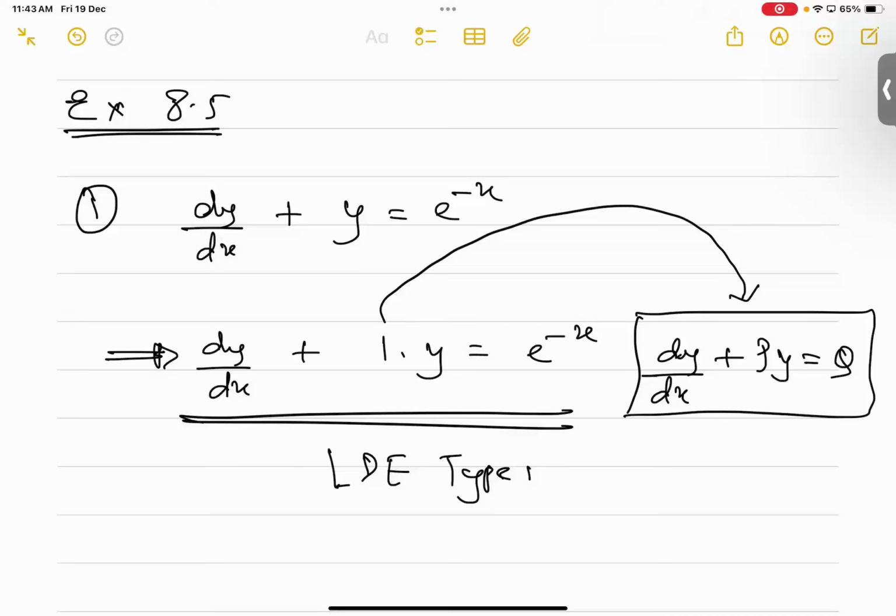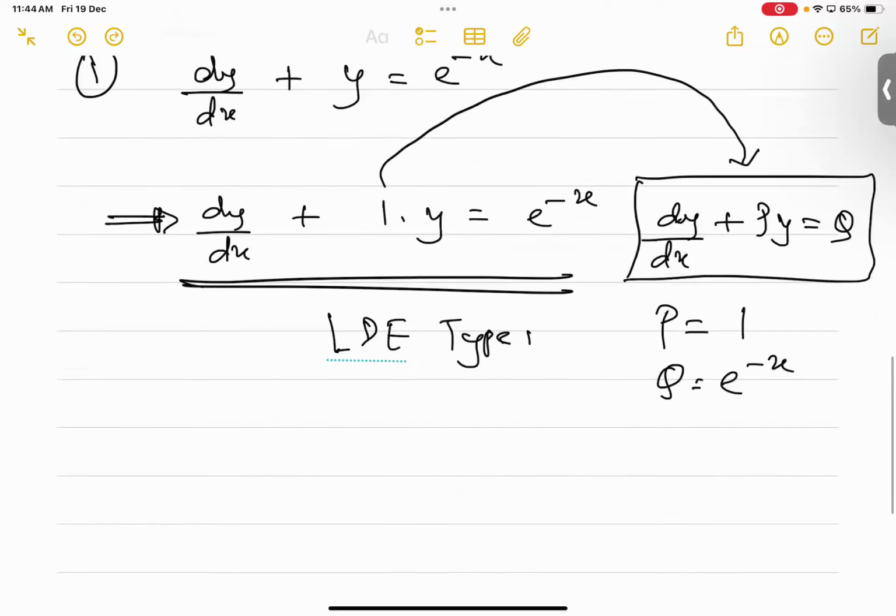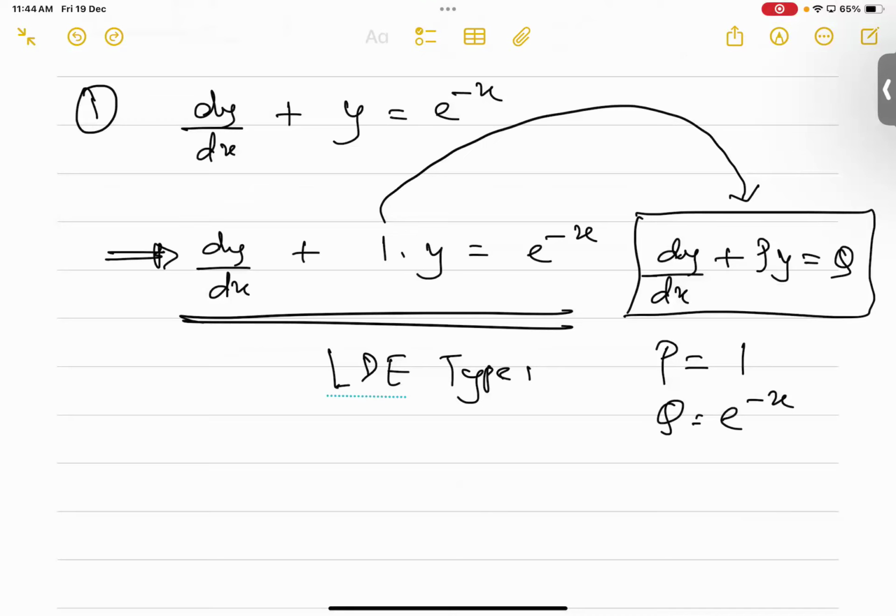Where p is equal to 1 and q equal to, compare and tell me what is p and what is q? Q is e raised to minus x. Now this is a very important point I'm making. In type 1, there is a single y in the problem. There can be a single x also, but predominantly there will be a single y. That's one of the ways to identify, not the only way, because there can be a single x also.